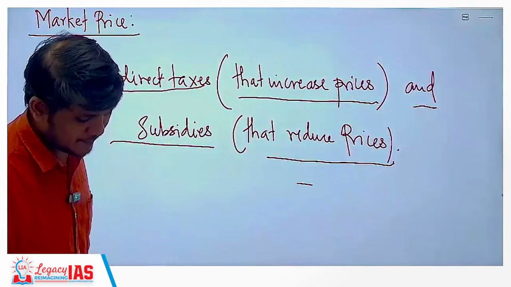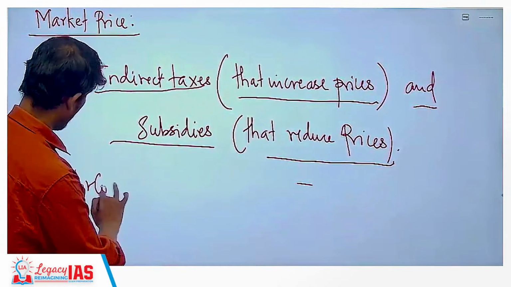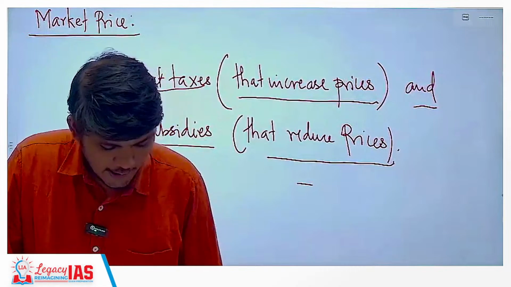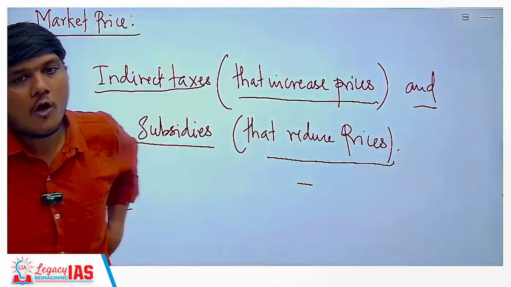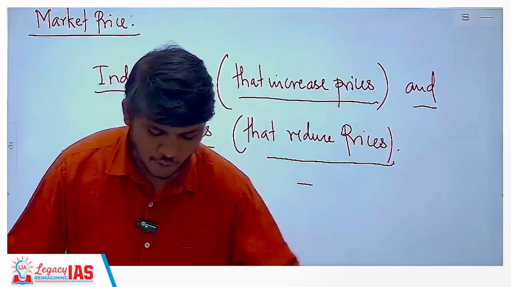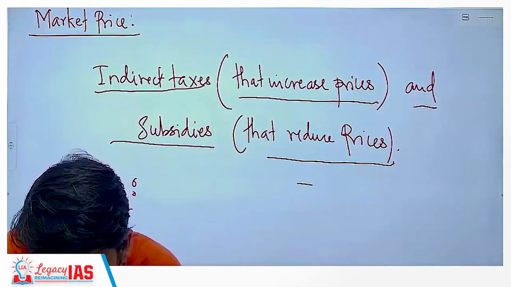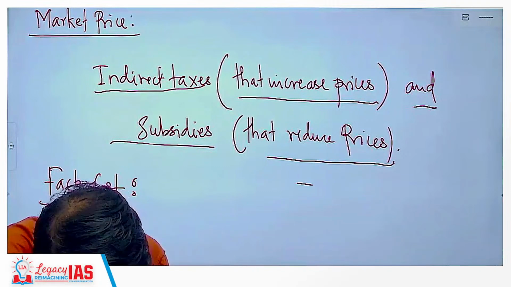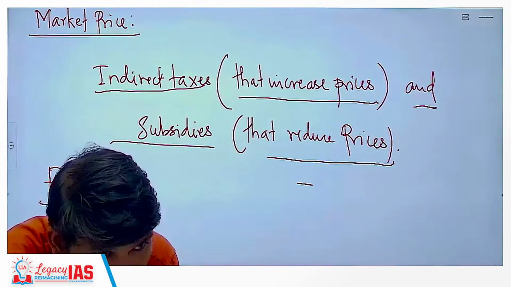Second is factor cost. Write down. It consists of cost of all factors of production consumed in producing goods and services. ठीक है?